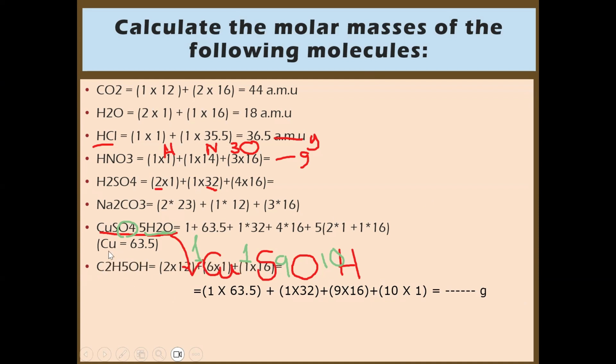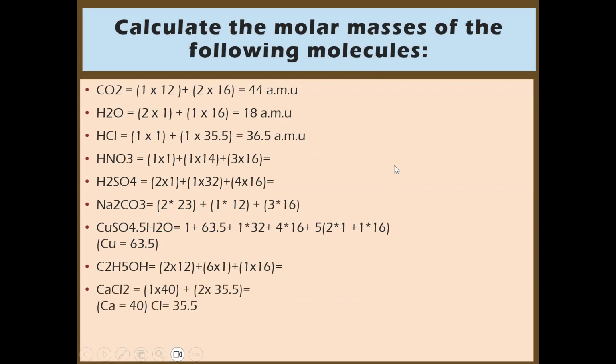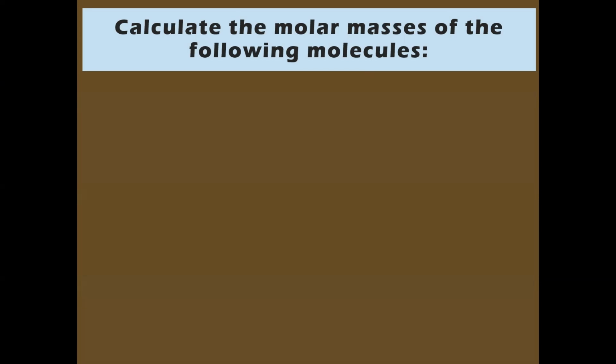You can do the same for ethanol. Ethanol is C2H5OH. So we have 2 carbons, 6 hydrogens, and 1 oxygen. So my recommendation is to get the periodic table beside you, and if you find any molecule or compound in front of your eyes when you go through the chemistry book, you can take this molecule and calculate the molar mass.